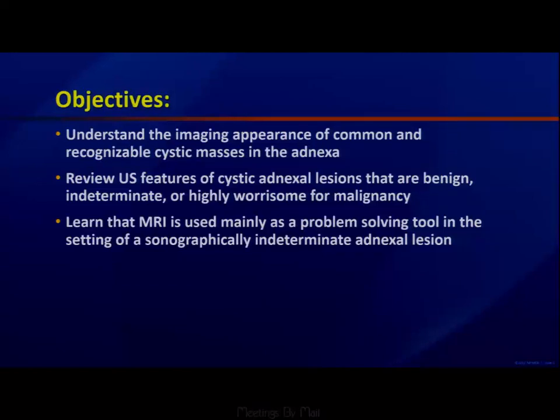So my objectives for the next 20-25 minutes are that you, and this really is review, I know, for this type of audience, make sure you understand the imaging appearance of the common and recognizable cystic masses in the adnexa. We're going to review the ultrasound features of cystic adnexal lesions that are benign, those that are indeterminate, and those that are highly worrisome for malignancy. And I want us to all learn again that MRI is used really mainly as a problem-solving tool in the setting of a sonographically indeterminate adnexal lesion.